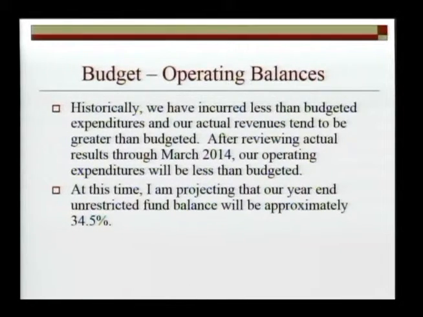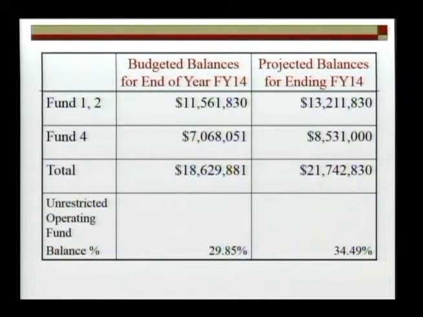At this time, as you look at results through March 2014, projecting at this time, it appears as though our unrestricted fund balance will be approximately 34.5. So again, we will deficit spend slightly, but not to the degree that is in our budget. So about 12 million. So about 13.2. This slide shows the budgeted balances for Funds 1 and 2, and then the projected balance at the end of fiscal year 14. Of course, that will change some between now and the end of the year, depending on our expenditures, but we should be in this area.